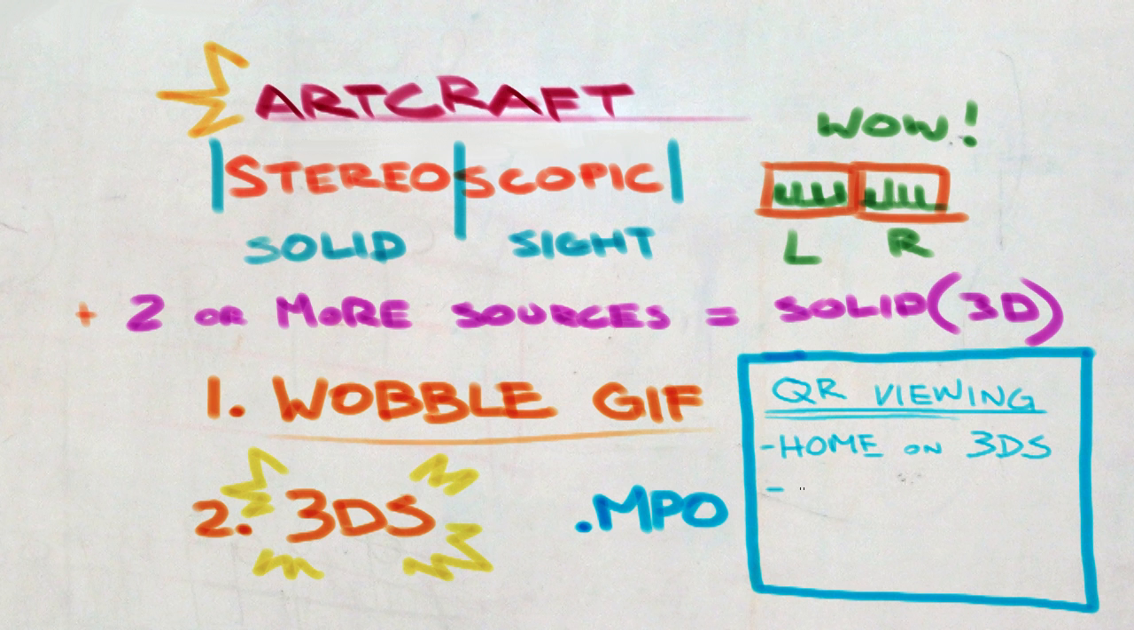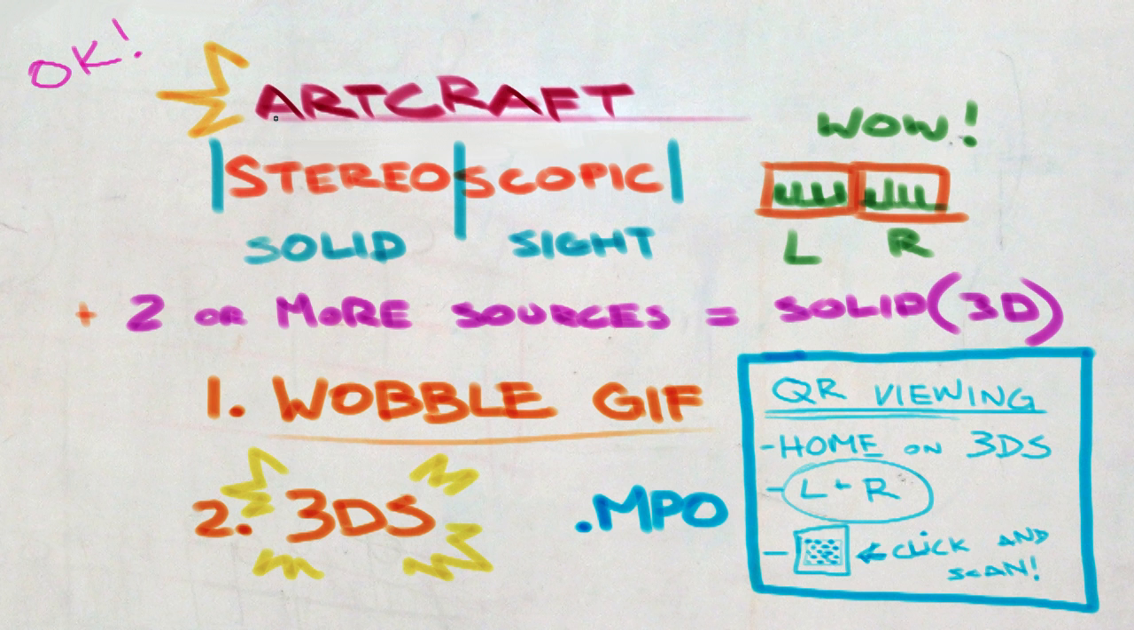But anyway, we're going to be using MPO file format to share stereoscopic art to our 3DS. And we're going to be showing them to you by making them into QR codes and putting them up in the video. And then if you have your 3DS, you can go to the home menu, hit L and R at the same time, click that little icon that looks like a checkerboard on your bottom screen, and just scan the QR code, and the image should pop up in the web browser, and it will be in 3D, hopefully.